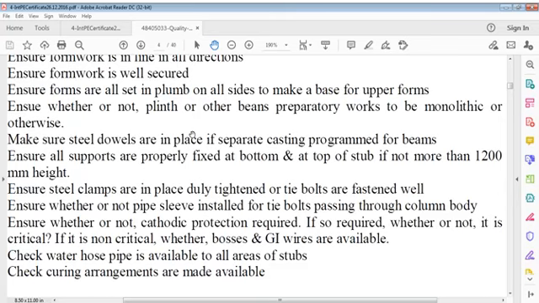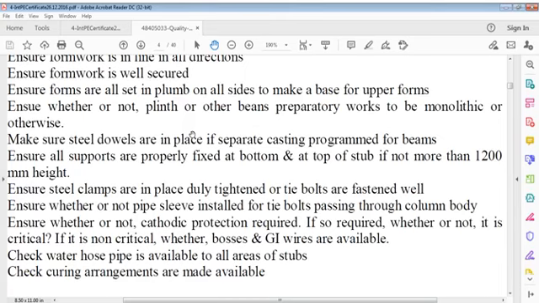Means all supports are fixed properly at the bottom and at the top of the stub, if not more than 1200 mm high. Ensure steel clamps are in place, shikanjas are in place, duly tightened, or tie bolts are fastened well. If not shikanja, then tie bolts. We are talking of preparatory works now.